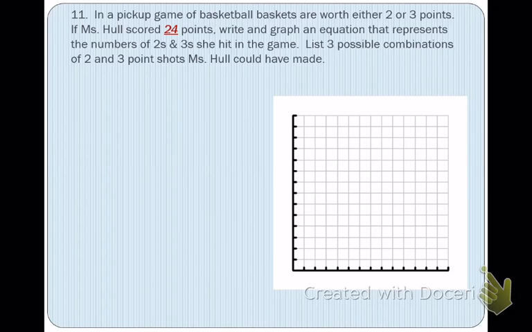How can there be 3 possible combinations? Well, think about it. Could she have hit all 2s and got 24? Sure. Could she have hit all 3s and got 24? Absolutely. So there's 2 possible combinations right there. And there are others. And being able to write the equation and graph it, the graph will show us all the possible combinations, right? All right, so first things first, we've got to be able to write the equation of this situation.